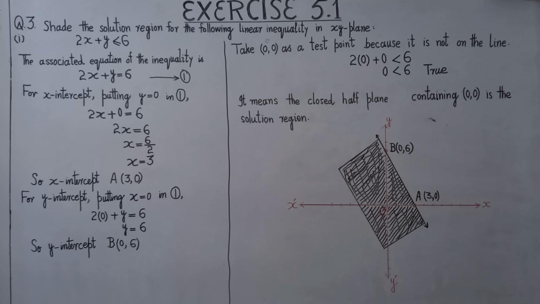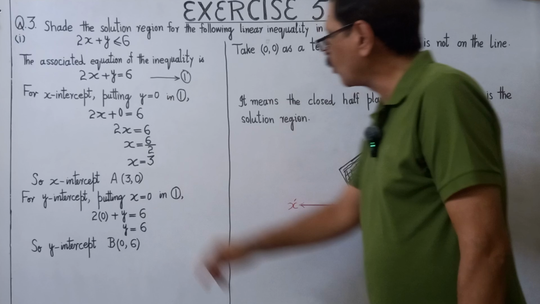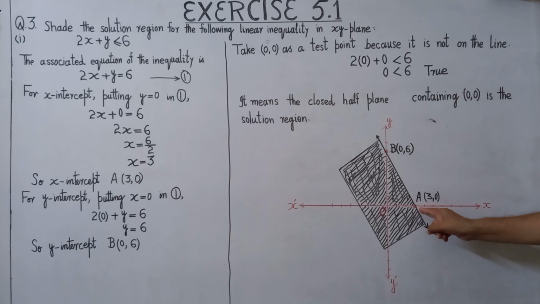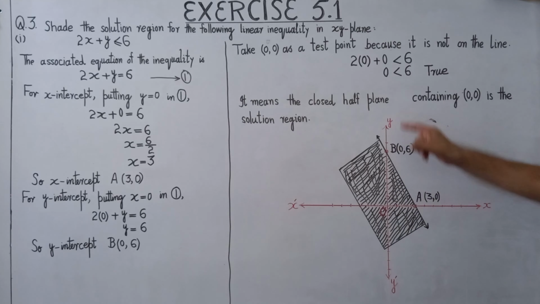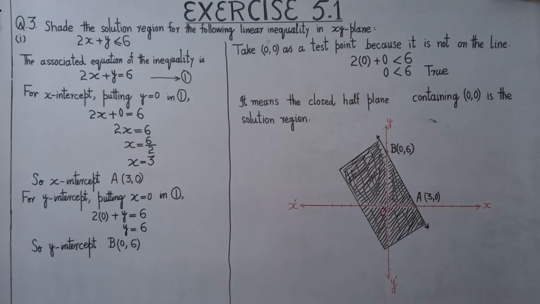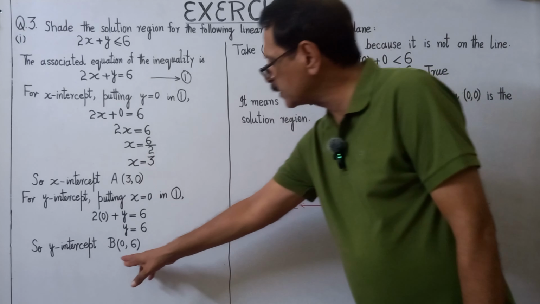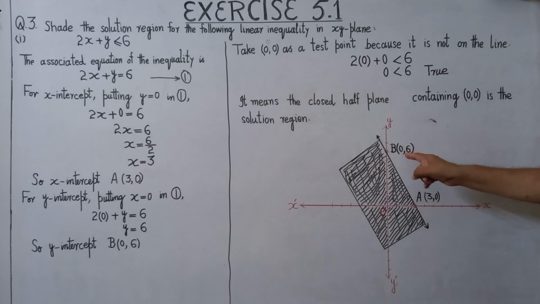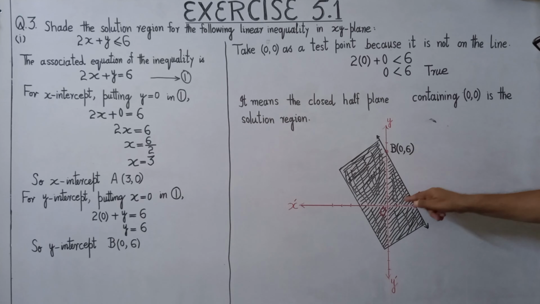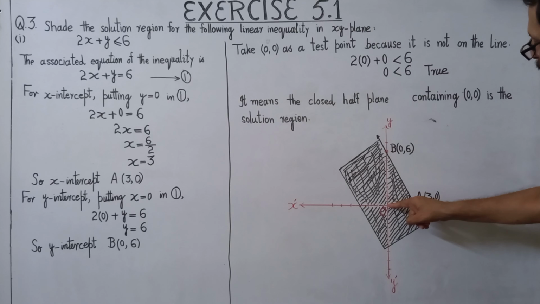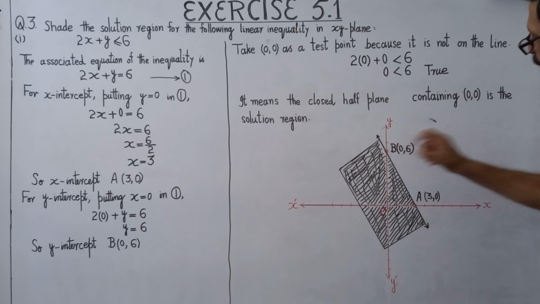So, students, for 3, 0 along the x-axis, the x coordinate is 3 and y is 0. No distance is moved along the y-axis. So this point is 3, 0. Now the y-intercept is 0, 6, where the line cuts the y-axis. Along the x-axis no distance is moved, along the y-axis 6 units: 1, 2, 3, 4, 5, 6.